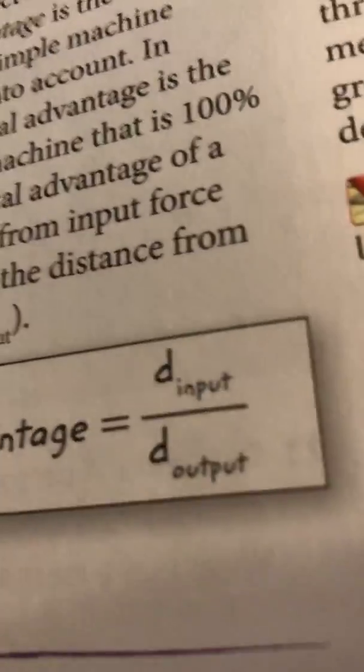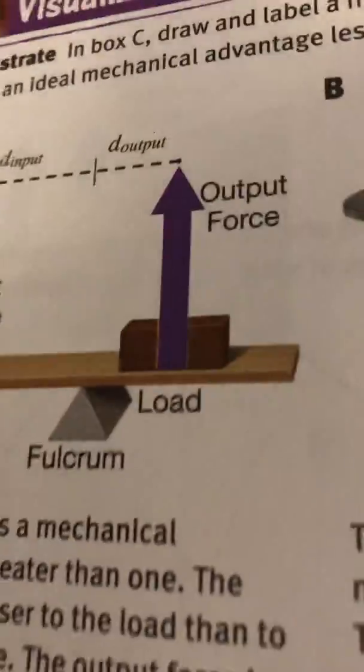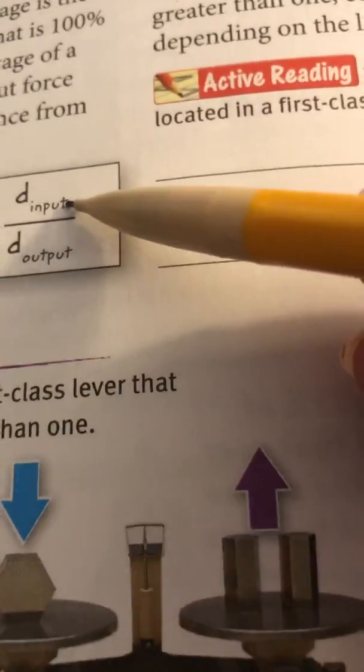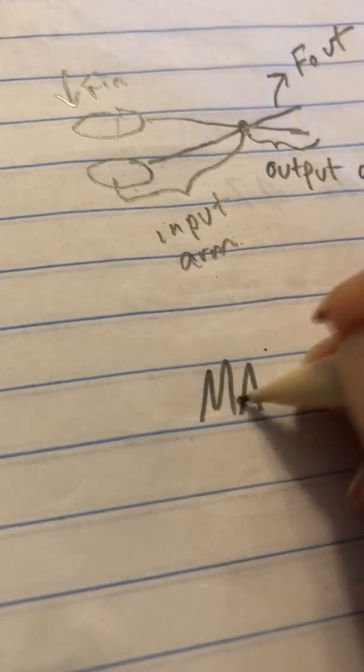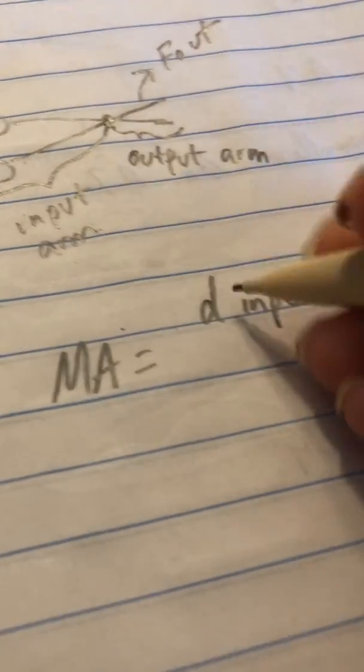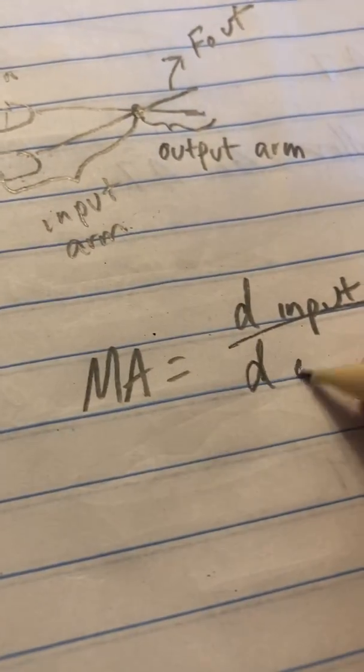Now, if we look in our book here, to find the mechanical advantage of a lever, this is on page 108, you take the distance of the input arm over the distance of the output arm, okay? So to find MA of a lever, you take the distance of input and divide it by the distance of the output.